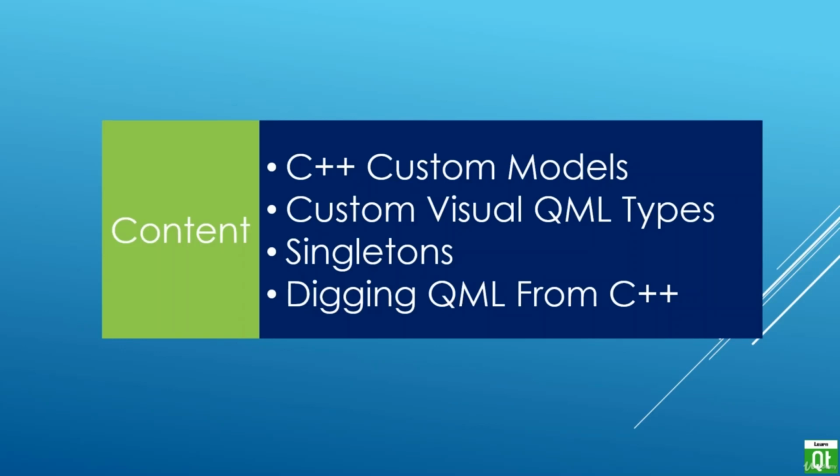We're going to see how you can build your own custom C++ models. This is a very interesting topic, and we are going to see what it takes to be able to build your own models that you can use in C++. We're going to see how you can build your custom visual types and use them in Qt Quick. We're going to touch on singletons. This is going to be helpful when you want to only have one single instance of a class in your entire application. In the end, we're going to see how you can dig through the QML tree structure of your QML from C++. Sometimes you're going to need to do this, and we're going to show you how exactly you can do that.